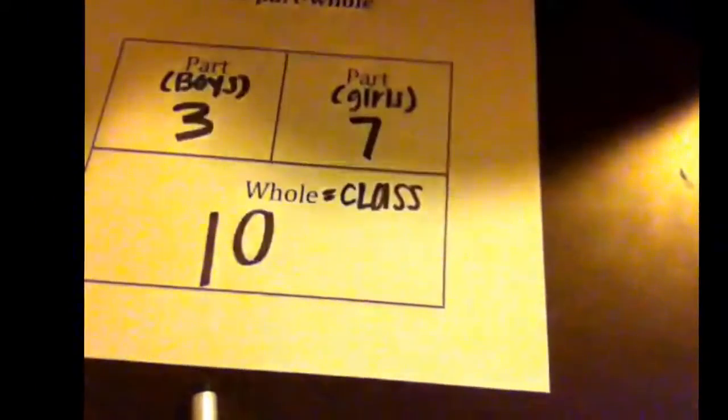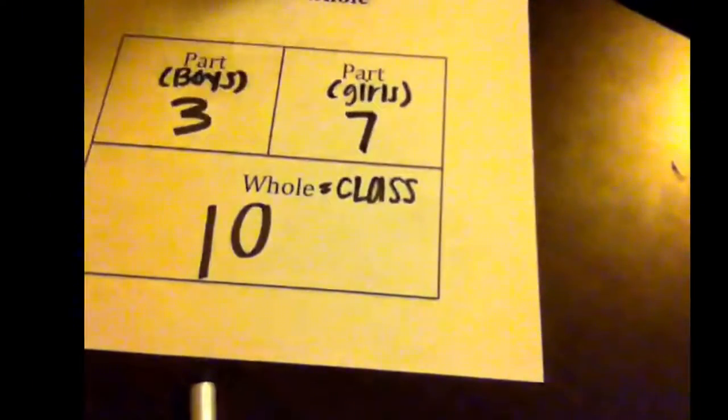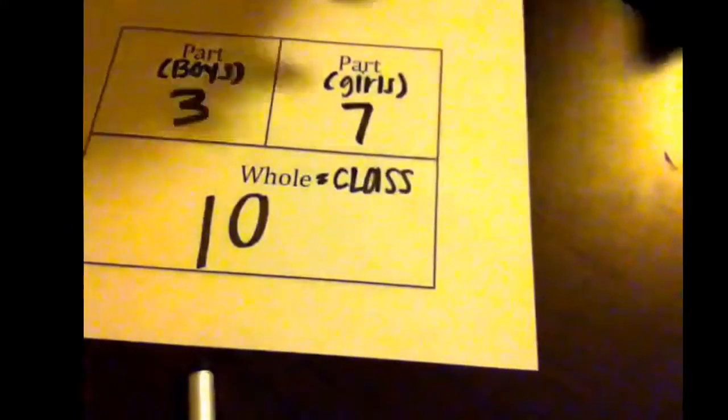So the way we can do this is 10 minus 3, and that gives us 7. So we can say that there are 7 girls in kindergarten. So today, with our algebraic problems, we learned how to do separating, we learned how to do joining, and we learned how to do part-part-whole.